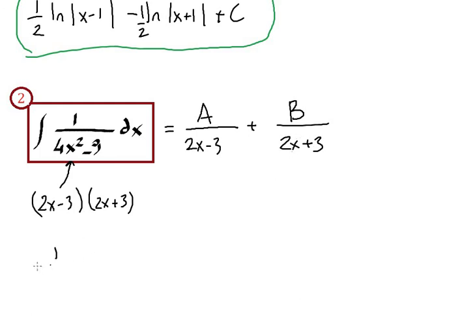Now we know that 1 over 4x squared minus 9, or you can write it in the factored form to see better if you want.